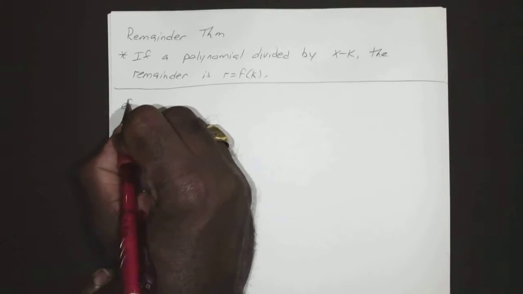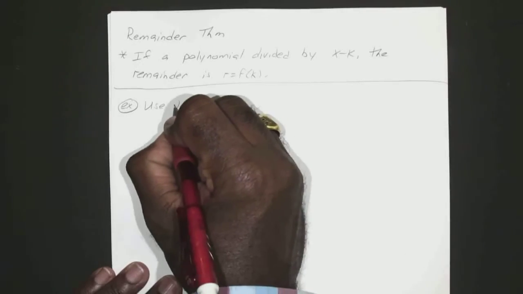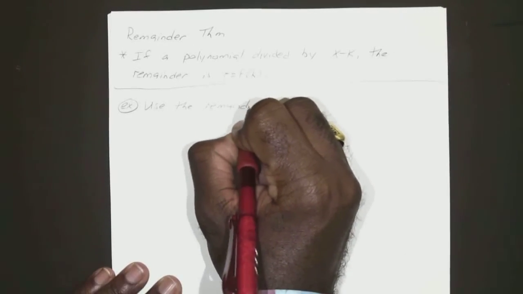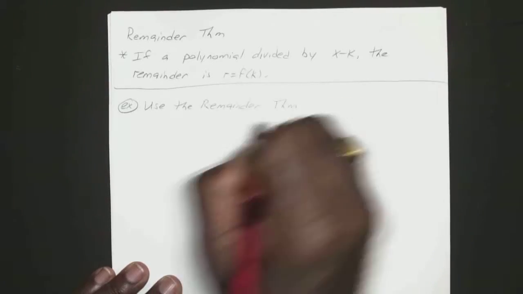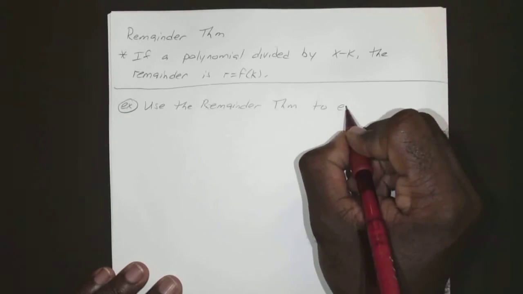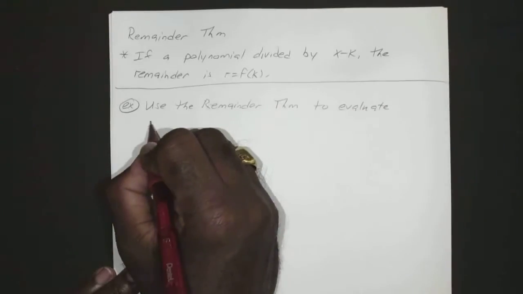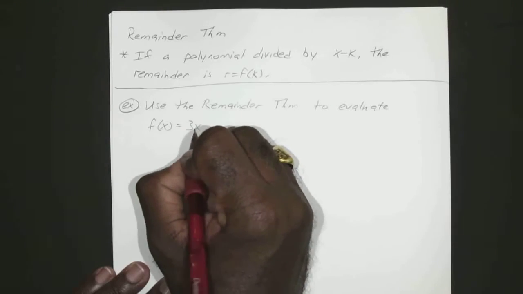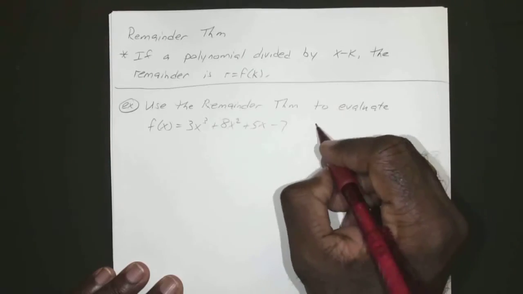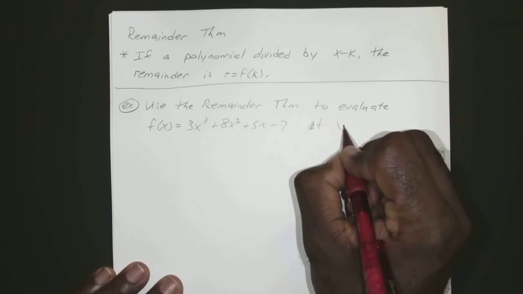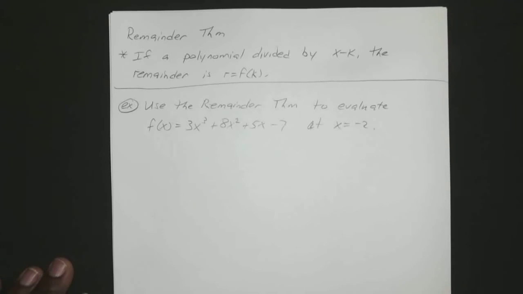Okay, so let's say, for example, you want to use the Remainder Theorem to evaluate f of x equals 3x to the 3rd plus 8x squared plus 5x minus 7 at x equals -2. Now we're not dividing, we're just actually going to find out the value of f of x at x equals -2 using synthetic division. Because normally you just plug in -2 and do all the calculating and everything else, but you don't have to.